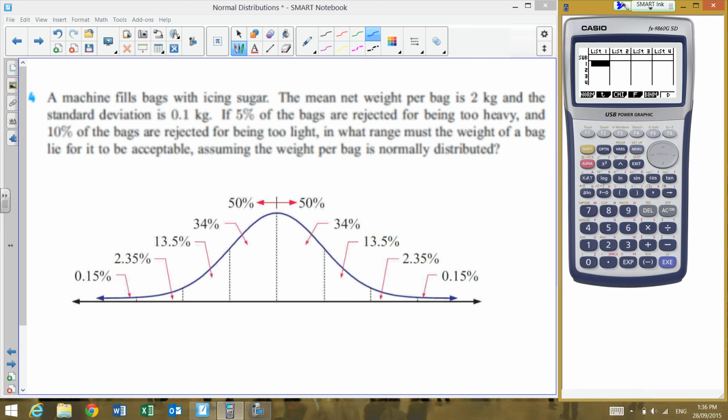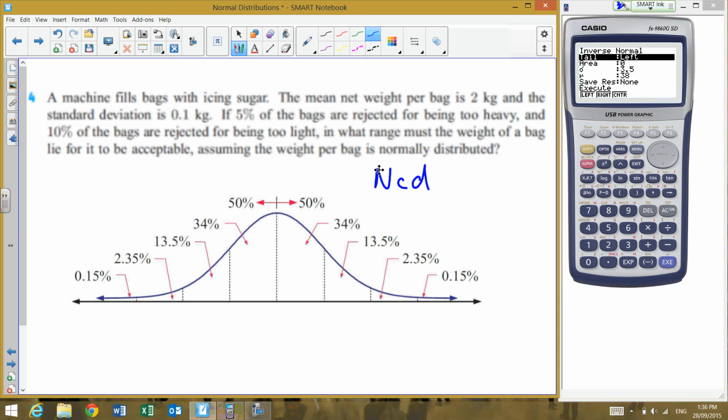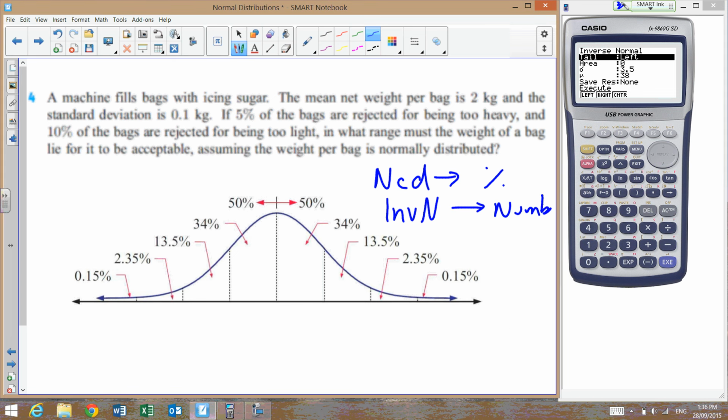I'm going back into distribution, normal distribution, but this time I'm going to use inverse. So I'm going to use F3. So here we're finding a number. NCD will give us a percentage, but with inverse, that's where we have a percentage and we want to find a number. So our options are slightly different on this screen.